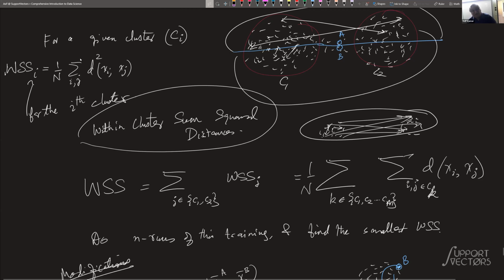Now, we understand what WSS is. It's a measure of cohesion. It's just within the cluster what are the pairwise distances squared. Squared because it's a nuisance to look at square roots, right? And a square also amplifies, for the same reasoning that we did with squared errors. It amplifies what? Large distances, right? It escalates or makes them stand out.